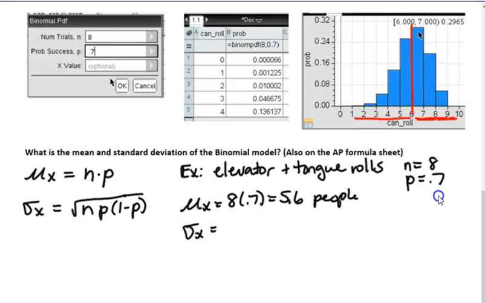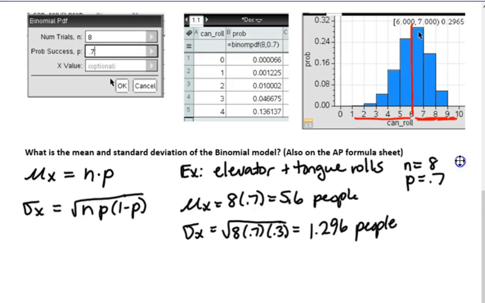Sigma of x is equal to the square root of 8 times 0.7 times 0.3, which turns out to be 1.296. Once again, not unusual for our distribution. It looks very reasonable. So that's how you find the mean and the standard deviation. The mean would be the expected number of tongue rollers in a group of 8 with this probability of being a tongue roller, and the standard deviation would be the typical amount of deviation we would expect from one group of 8 to another if we randomly select people.